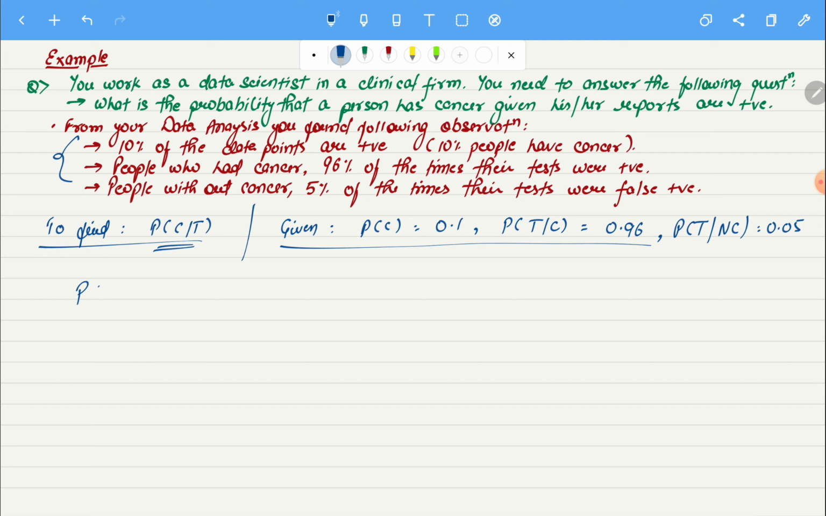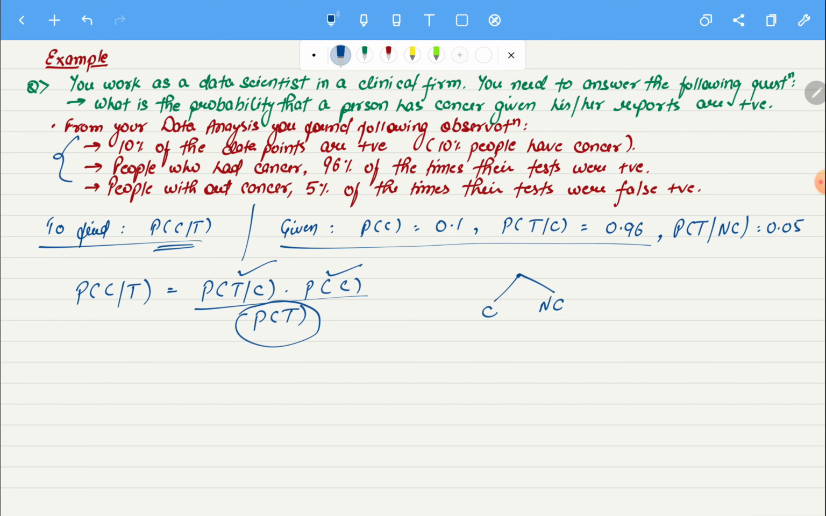To find this, we can say that C given T is equal to T given C multiplied by C divided by T. So from the given, we know that this is known to us and this is also known to us, but we don't know the value of this. So this is the probability of the test being positive. So in what cases can we get the test to be positive? There can be two types of people: with cancer, without cancer. And with cancer can have positive and negative results. Same for without cancer also.